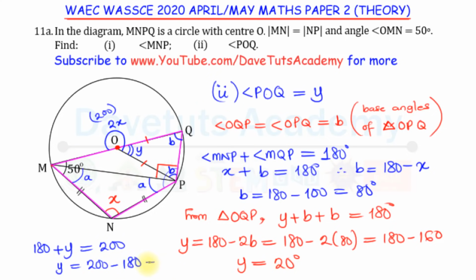Is that not the same answer? Of course, that is also going to give us 20 degrees. So there are just so many ways. You just need to master all the circle theorems. Then you need to understand the cyclic quadrilateral. You need to understand the properties of an isosceles triangle, and you'll be able to solve questions like this.